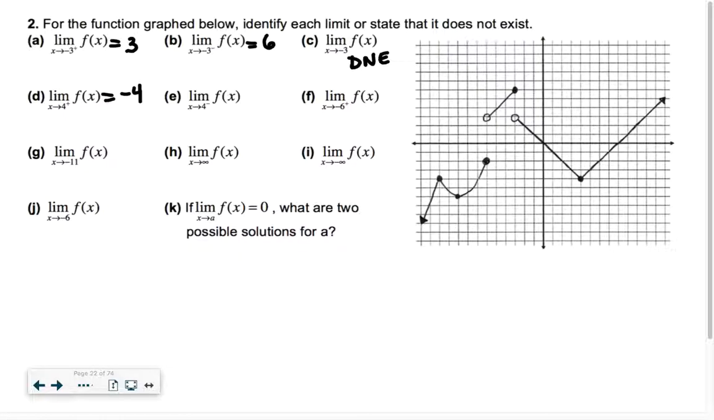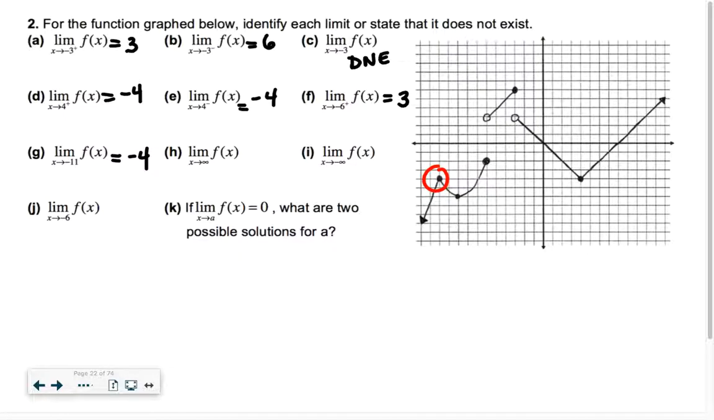4 from the left looks like it's also going to negative 4, so 4 in general would go to negative 4. Negative 6 from the right, so negative 6 is, I believe, right here. From the right-hand side, we would be getting closer and closer to this point, which is negative 3, or not negative 3, 3. Negative 11, that was down here. So that was 1, 2, 3, 4, negative 4.